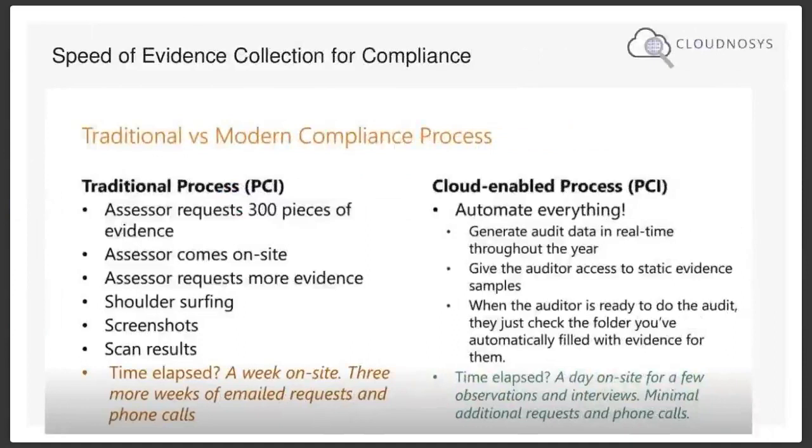Okay, so let's get into a little bit about speed of evidence collection for compliance. You have two methods. You have the old traditional method, and let's take an example for PCI. This is again similar to GDPR. In your traditional process, an assessor will come in and request 300 pieces of evidence, and the assessor will come on site and look over your shoulder as you show the evidence, going over things, taking screenshots and reviewing your scan results and things like that.